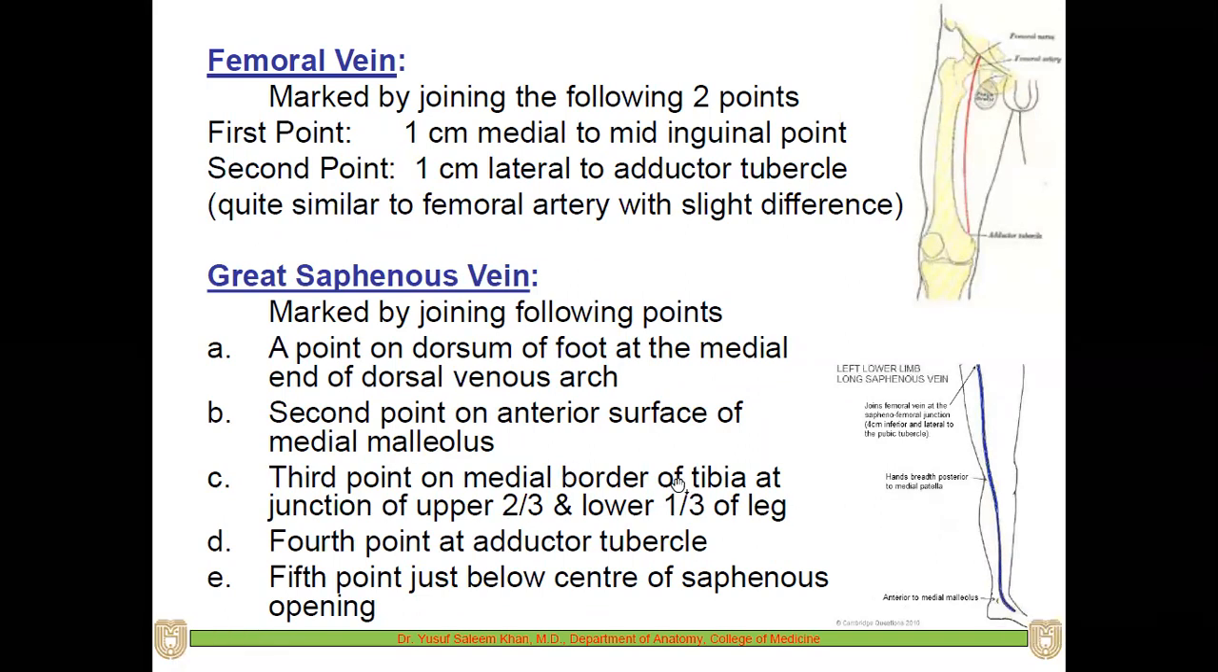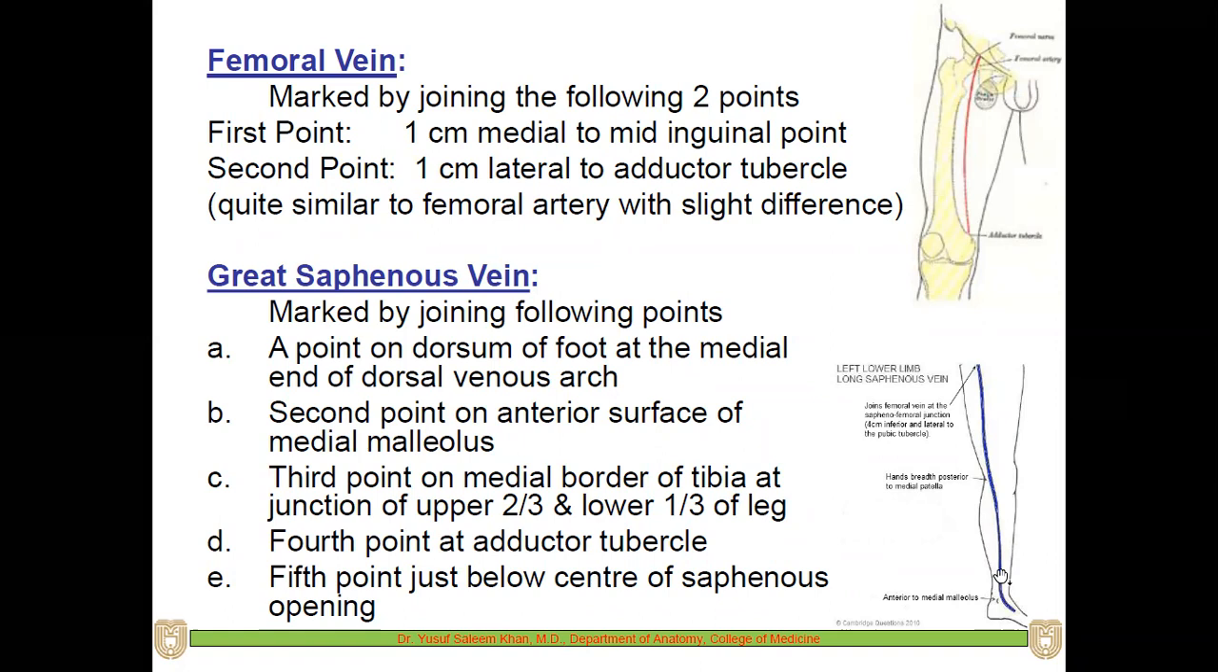Third point on the medial border of the tibia at the junction of the upper two-thirds and lower one-third of the leg. If you mark a point on the medial border of the tibia, that will become the third point. Fourth point at the adductor tubercle, the same adductor tubercle as we saw before. Fifth point is just below the center of the saphenous opening, where it opens into the saphenous opening.